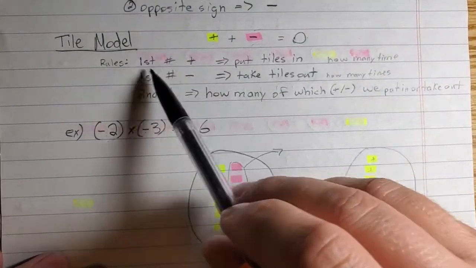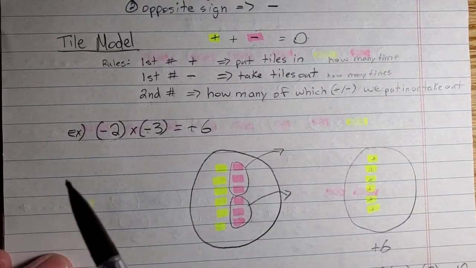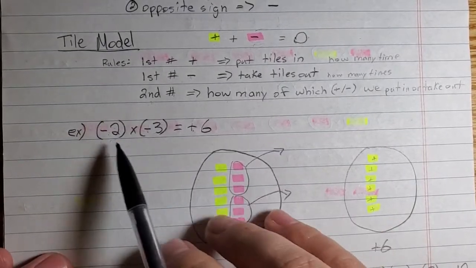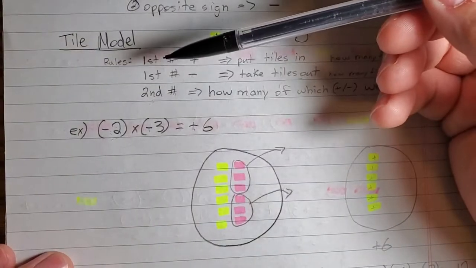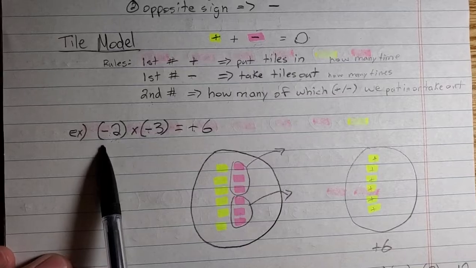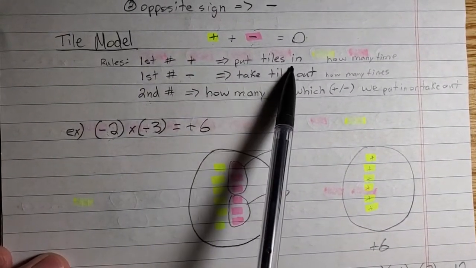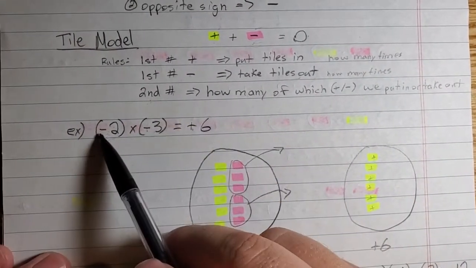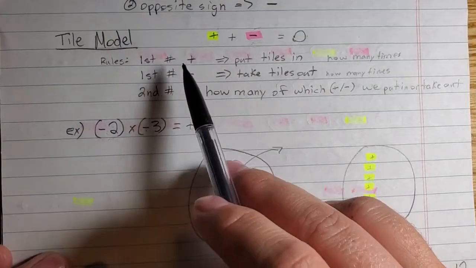You can use these 3 rules for the tile model. It doesn't matter if it's this negative times a negative, but I'm going to do it to show this because I think this model shows it a little better than the other ways. So the first rule is if your first number, so this -2 in this example down here, is positive, we're going to put tiles in. And how many times? It also tells us how many times. So this isn't positive though. So this first rule we're not going to use. We're not going to put tiles in.